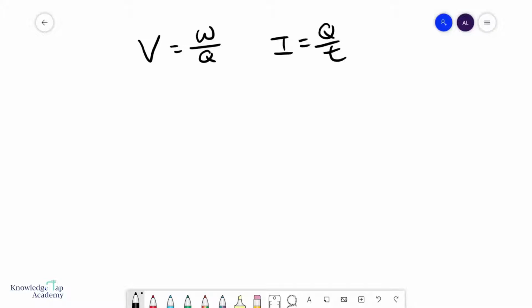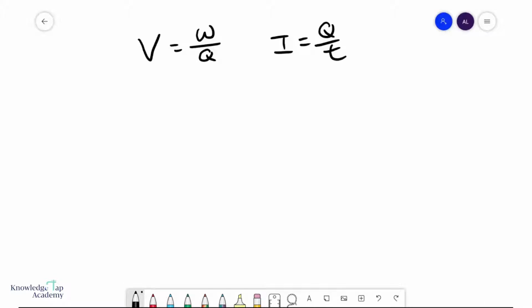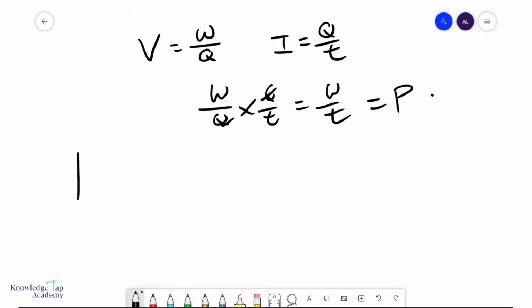Now, the potential difference is W over Q and I is Q over T. If I multiply them together, I will get the work done per unit charge, yet current is the charge per unit time. And so W over Q times Q over T simply gives me the work done per unit time, which is power. And so the electrical power is simply I times V.